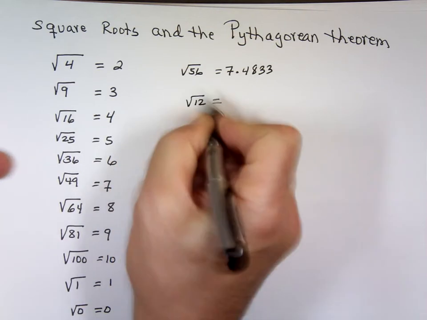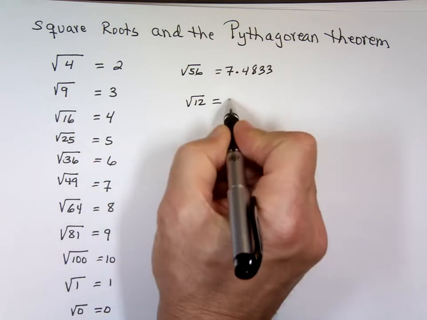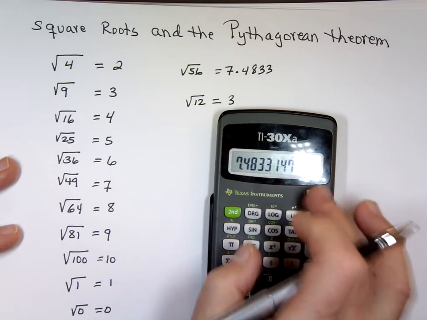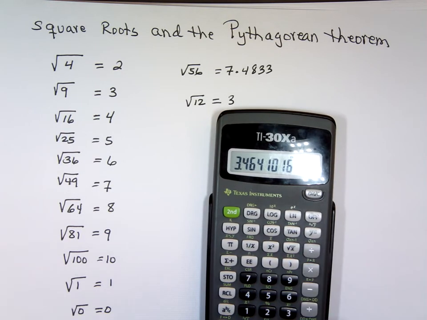What is the square root of 12? Again, that's not one of those numbers. 12 is more than 9, less than 16, so it's 3 and some change. Let's see what the calculator says. 12, hit the square root. 3.464.